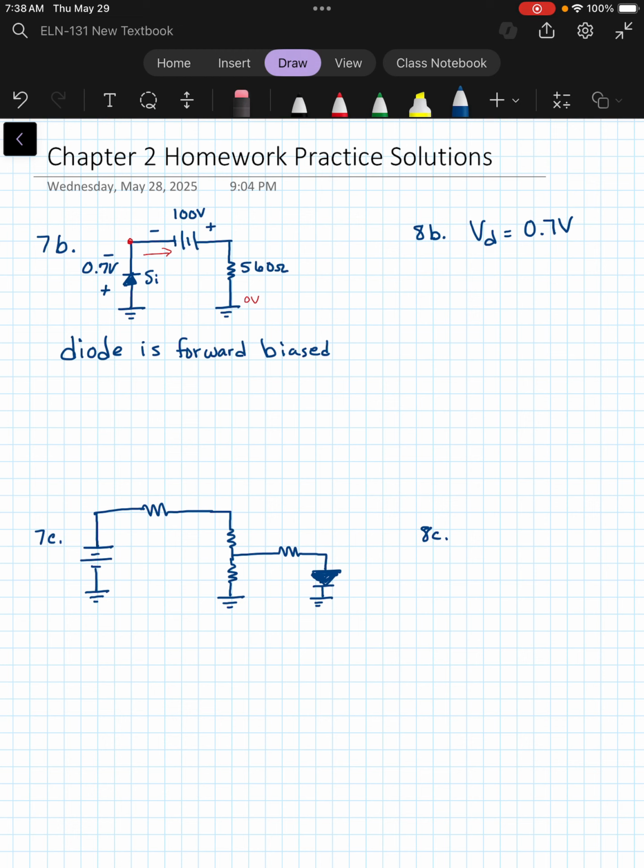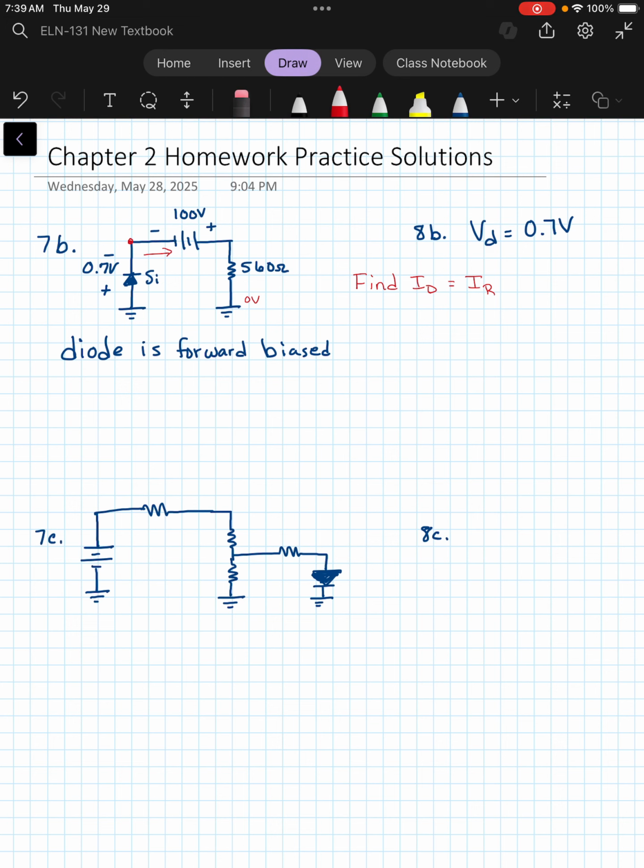Okay, now I'm going to take this a step further. We weren't asked to find the current through the diode, but we might as well do that. And so this is a good review of our circuit analysis techniques. So if I'm going to find the current through the diode, it is actually in series with the 560 ohm resistor. So the diode current is actually the same current as IR, the current through the resistor.